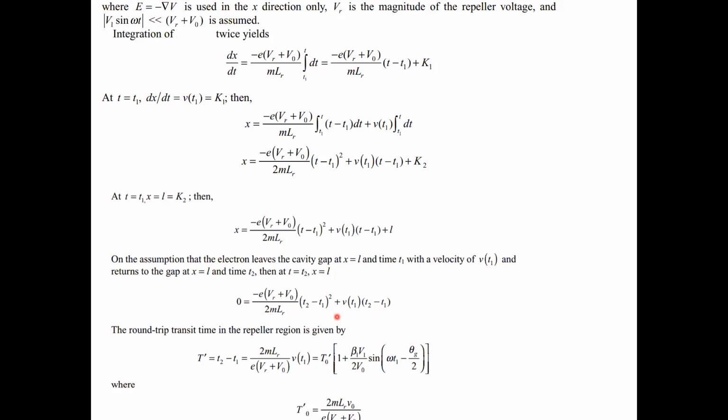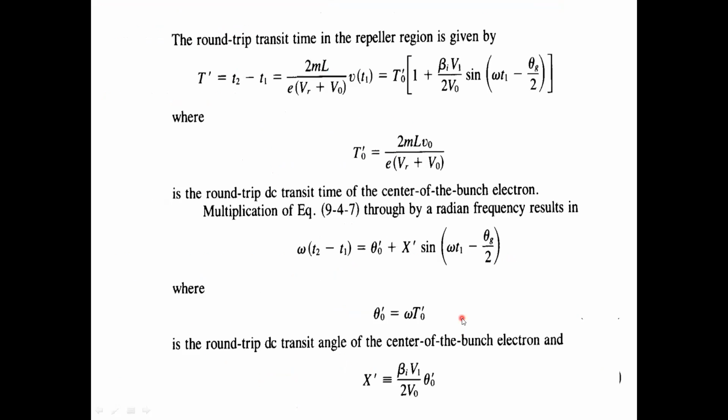So from this equation we got the transit time for the reflex klystron. That equals 1 plus beta1 by 2 V naught sine of omega t minus theta g by 2, multiplied by the factor 2 ml V naught divided by e of VR plus V naught. So this is called the transit time equation for the reflex klystron.